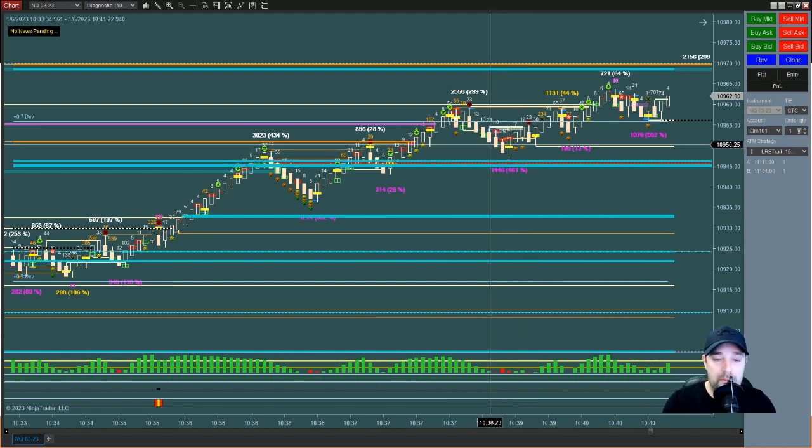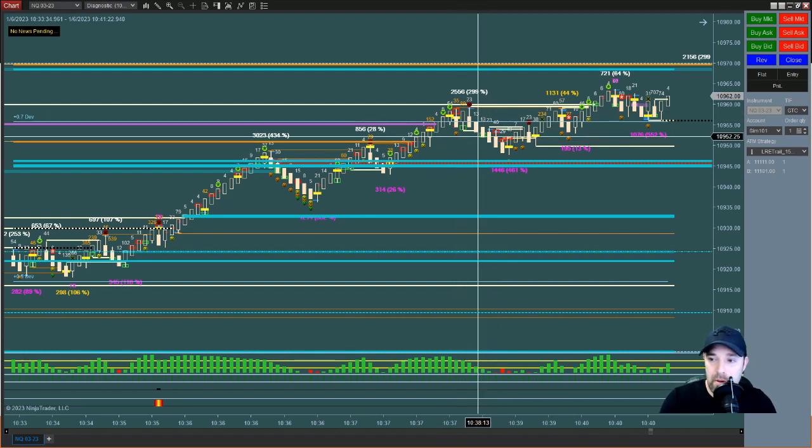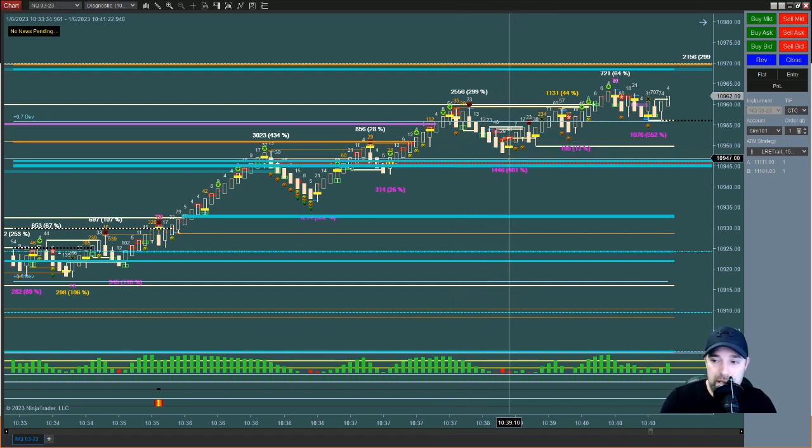So it didn't technically, it got within 3 points of the solid line, right? But I would have really wanted it to come down and hit this level, and I would have gone long right off of this level. In this case, it didn't quite get there, but let's just say you got in at 1048 here, okay?